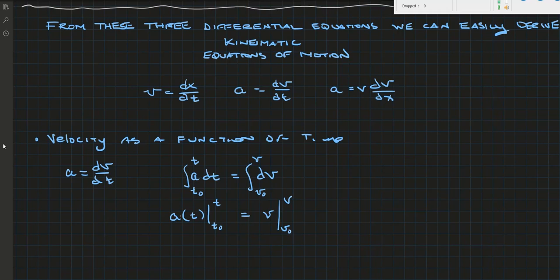Now notice here I say this is acceleration times t. Actually here you want to assume acceleration is constant. Otherwise we'll need a relationship for acceleration as a function of t.